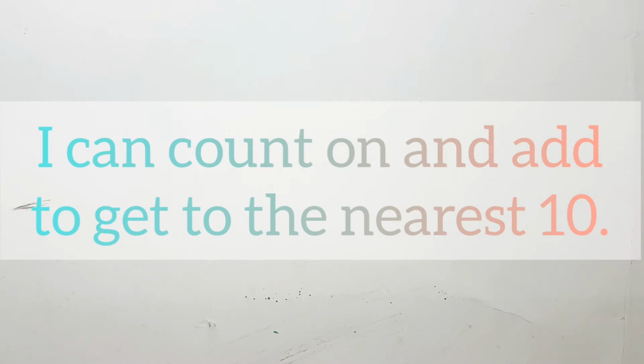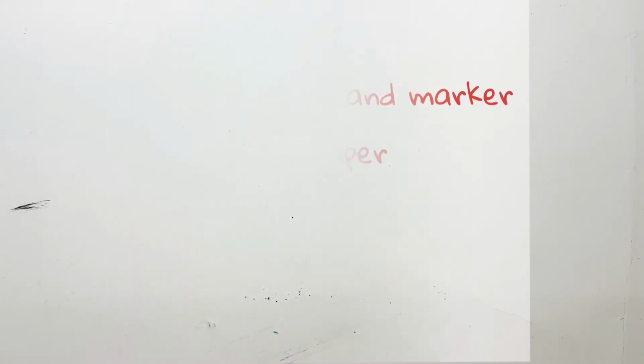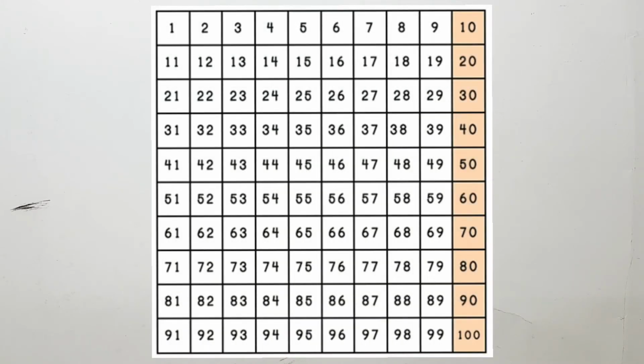Before we begin, remember to have your whiteboard and marker and follow along with me. And if you don't have a whiteboard and marker, get your pencil and paper. You will also need your 100 chart, the one we used a couple of weeks ago. If you don't have it, pause the video right now and go get it. Ready? Let's go. So, before we start adding, we're going to take a look at our 100 chart.